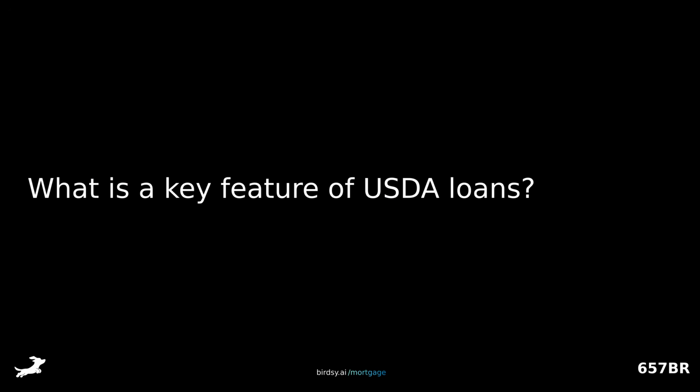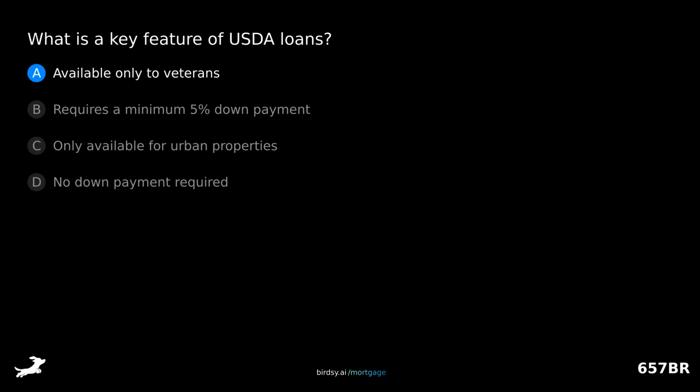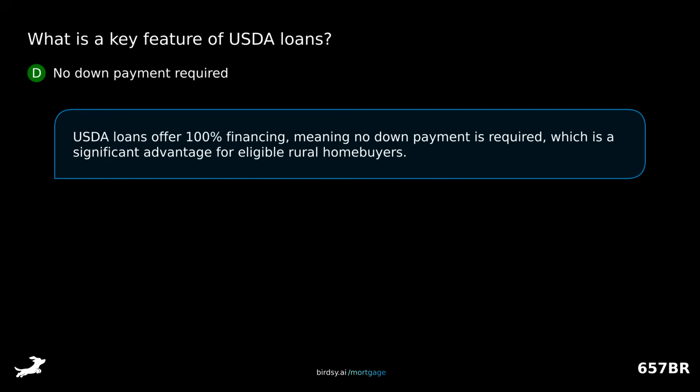What is a key feature of USDA loans? Is it A, available only to veterans, B, requires a minimum 5% down payment, C, only available for urban properties, or D, no down payment required? The answer is D, no down payment required. USDA loans offer 100% financing, meaning no down payment is required, which is a significant advantage for eligible rural homebuyers.